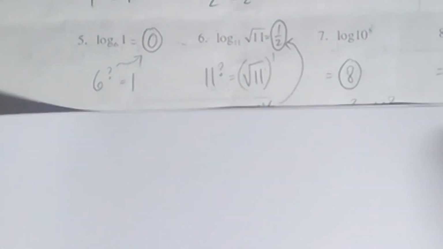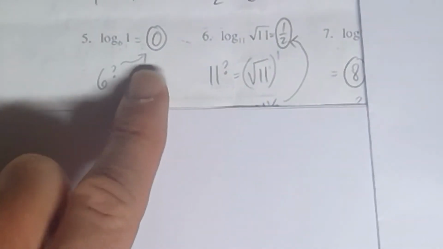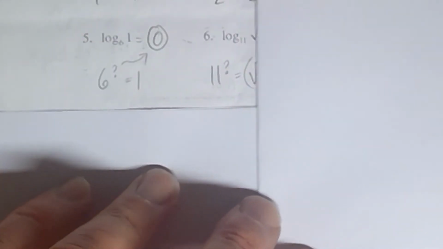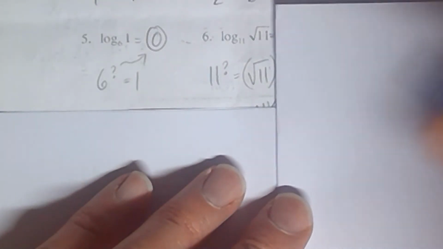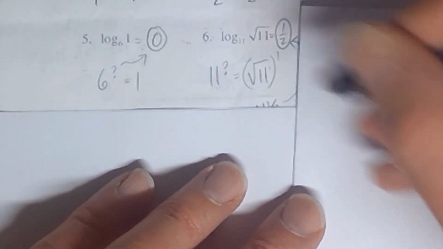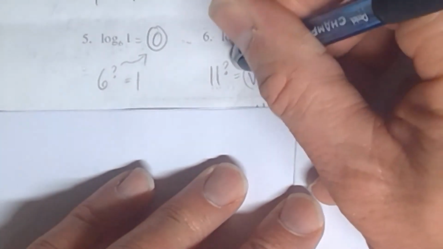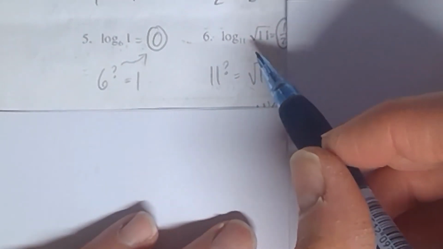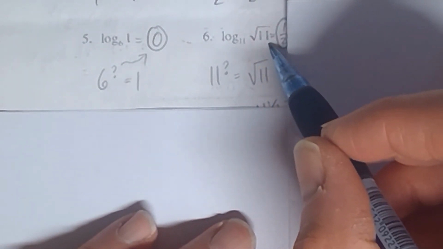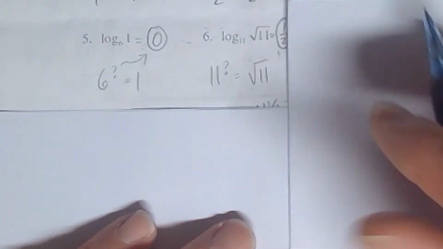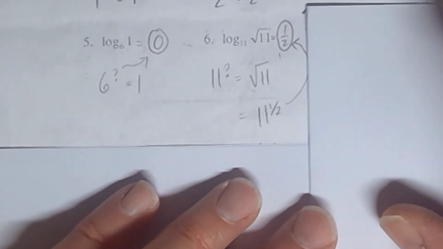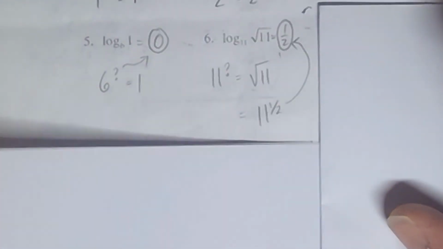Down here in number 5, anytime your product term is 1 in a logarithm, your missing exponent will be 0 every time. Number 6 again is similar to number 4 right here, where your product term is the square root of the base, and so that means that the missing exponent, just like number 4, is going to be 1/2.